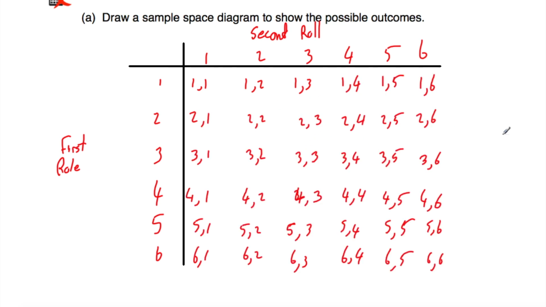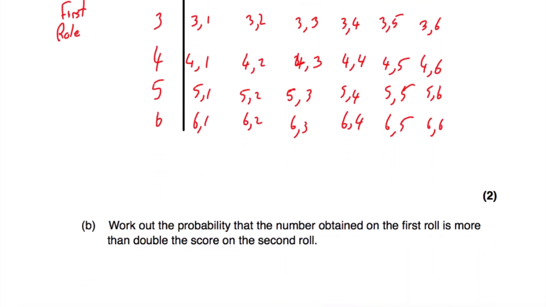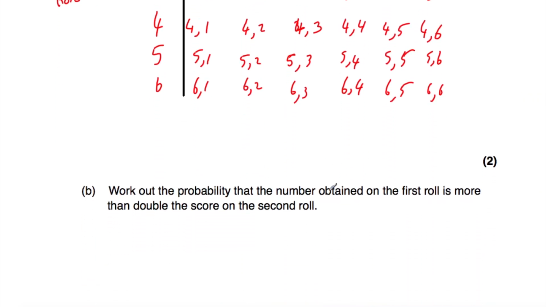Okay, so here we've got all the possible outcomes, and then part B says work out the probability that the number obtained in the first roll is more than double the score in the second roll. So we're looking for any outcome where the number in the first roll is more than double what is scored in the second roll.